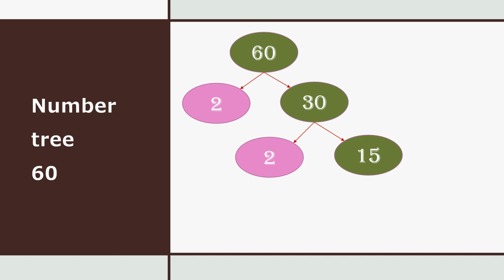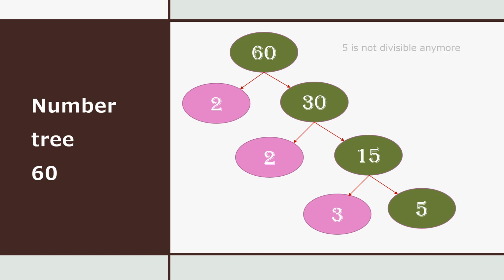Next step, is it divisible by 3? Add up 1 and 5 and it is 6. And 6 you can divide by 3. So divide by 3 and you get the answer as 5. Next step, you will check 5. Can you divide it by anything else? No, it is not. It is the smallest number. So we change it to pink. So what are the pink numbers in this number tree? 2, 2, 3 and 5.